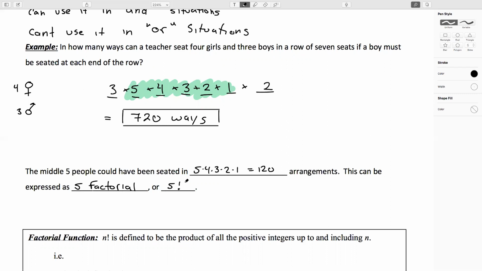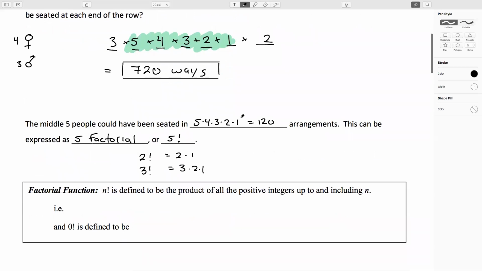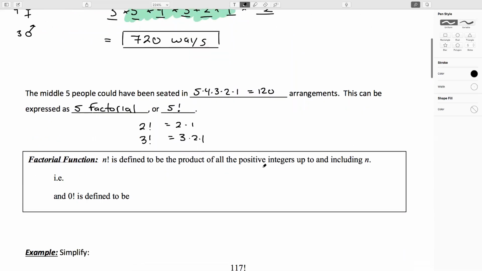Now, this is actually a math symbol. This is a button that you're going to use on your calculator. What it means is to take all of the numbers below and multiply together. So like 5 factorial is 5 times 4 times 3 times 2 times 1. 2 factorial is 2 times 1. 3 factorial is 3 times 2 times 1. So it's a shorthand way of writing a descending pattern of multiplication.